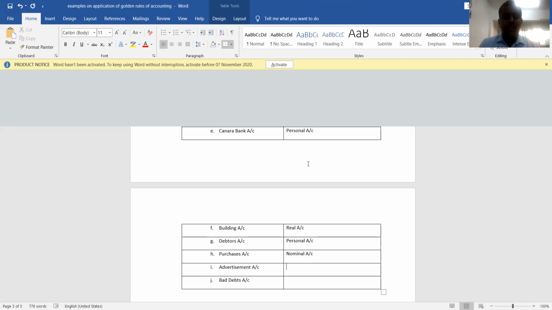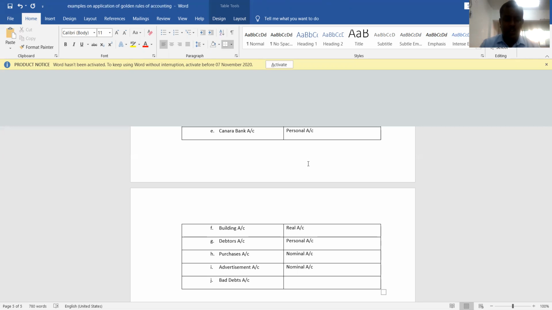Next one is advertisement account. What is advertisement? It is the money that we have spent for promotional activity. So advertisement is nothing but expenditure. Expenses belong to nominal account.